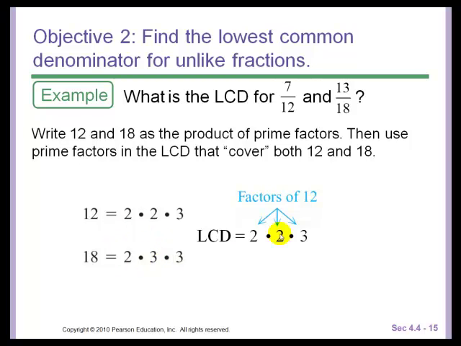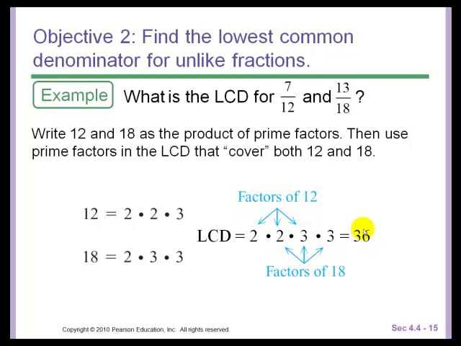Are any of the factors of 18 already included? Yes, the 2 is included, and one of the 3's is included. All we're missing is the second 3. Add that, and now you have included the factors of 12 and the factors of 18, and you have no duplicates. Our lowest common denominator is 36.